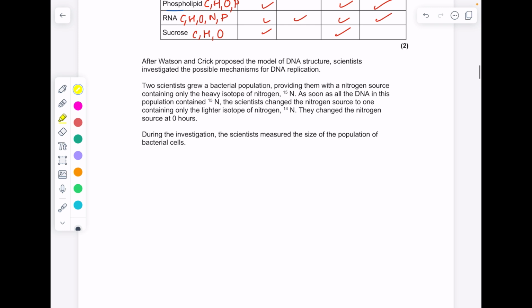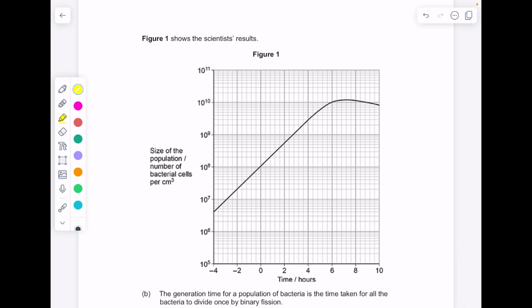After Watson and Crick proposed the model of DNA structure, scientists investigated the possible mechanisms for DNA replication. Two scientists grew a bacterial population, providing them with a nitrogen source containing only heavy nitrogen, 15N. As soon as all the DNA in this population contained 15N, the scientists changed the nitrogen source to one containing the lighter isotope, 14N. They changed the source at 0 hours. During the investigation, the scientists measured the size of the population of bacterial cells. Figure 1 shows the scientists' results.